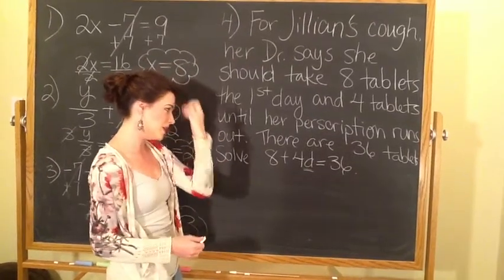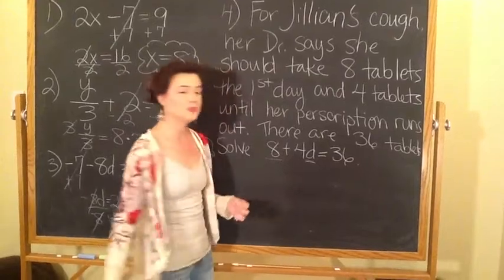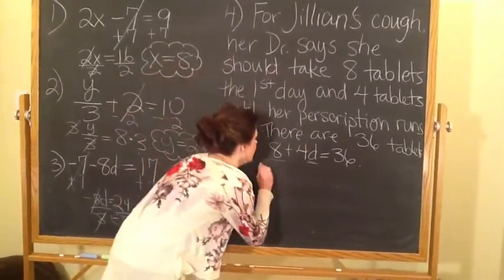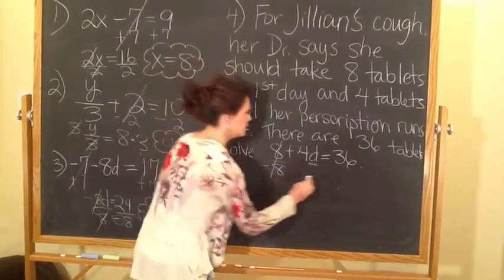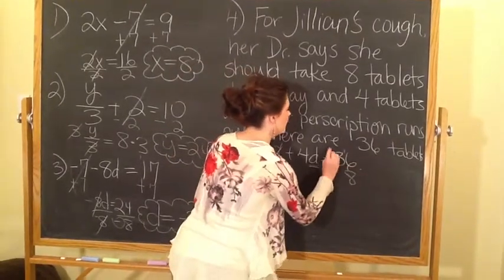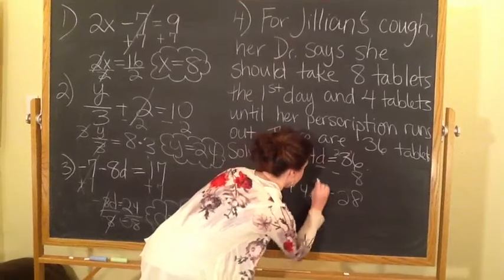So the first thing we want to do is get rid of the constant 8, because we have to add and subtract first. It's a positive 8, so we're going to subtract 8 to cancel it out. Subtract 8 over here and subtract 8 over here. So we're going to take it away, and we're going to get 28 equals 4d.